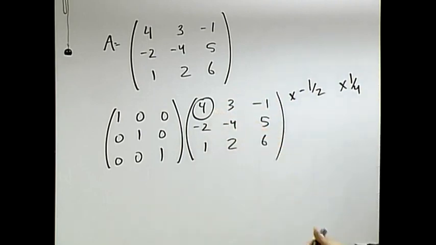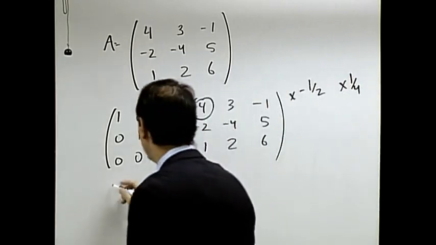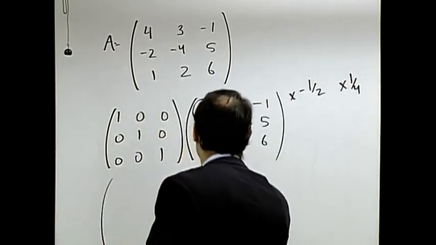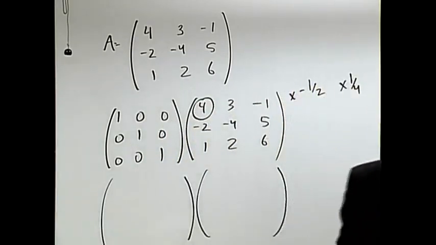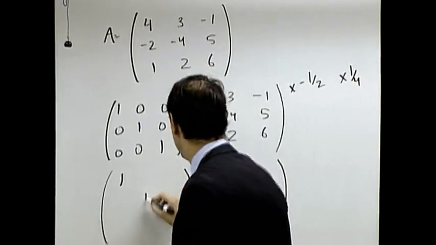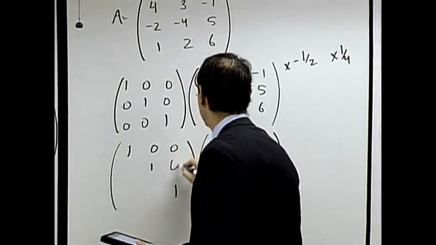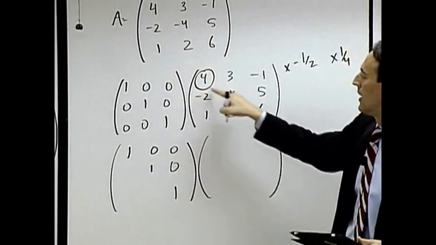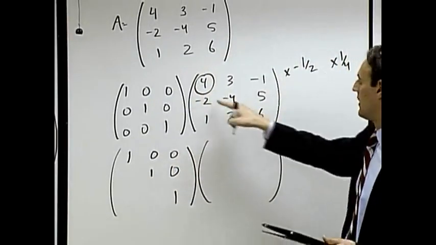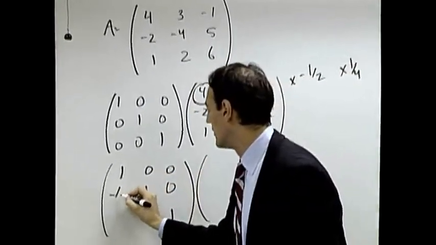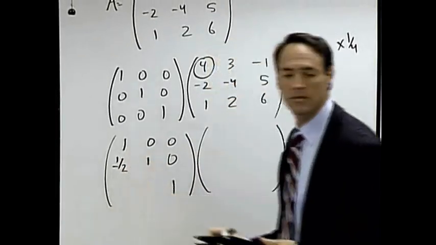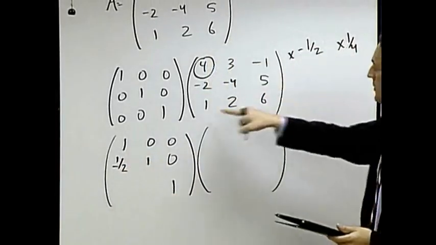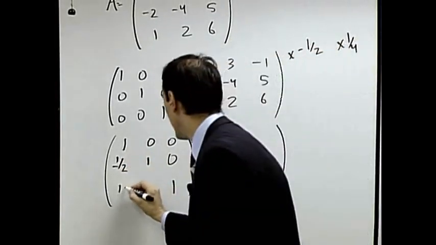So you're finding L or B right now? Both. Here's how it's going to happen. Since I'm going to try to get rid of this by multiplying by this factor negative half, the negative half goes here. This quarter is trying to get rid of this. That will go there.